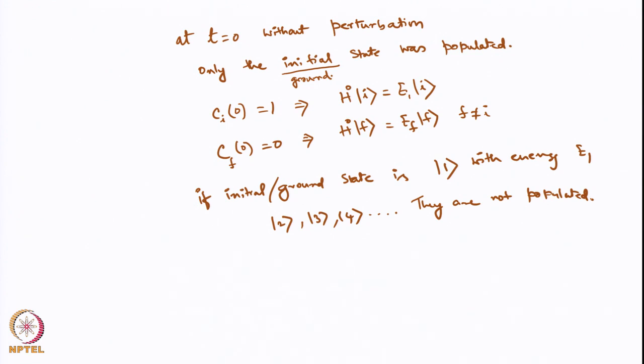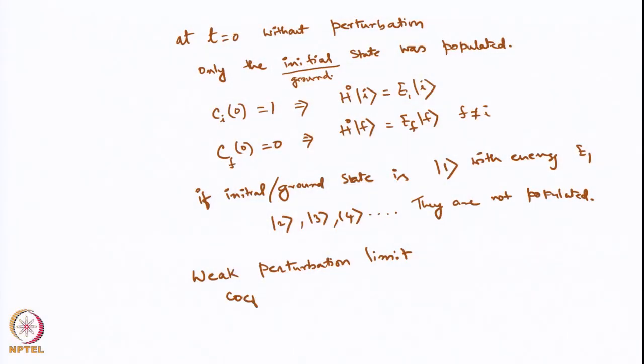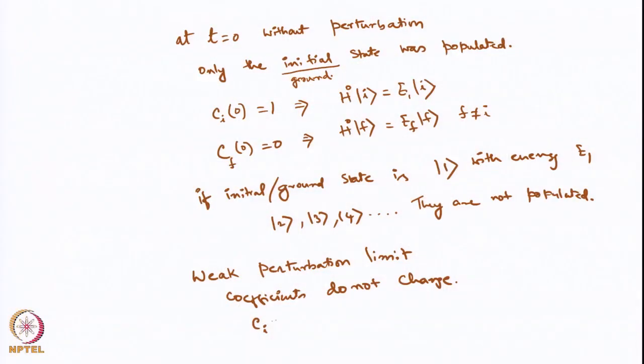Now let us consider a weak perturbation limit. What does the weak perturbation limit say? We will assume that under such a limit, even when you switch on the perturbation, the coefficients do not change too much. This is the approximation that I am using. That means Ci of t will still be equal to 1 and Cf of t will be equal to 0 for f not equal to I.